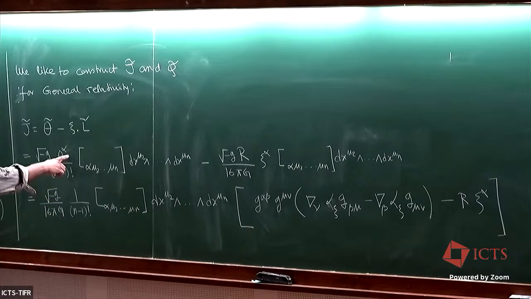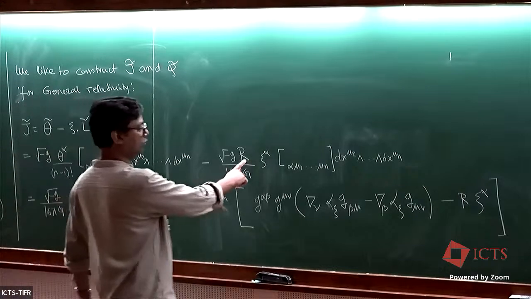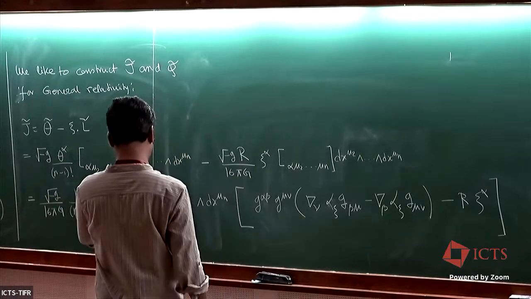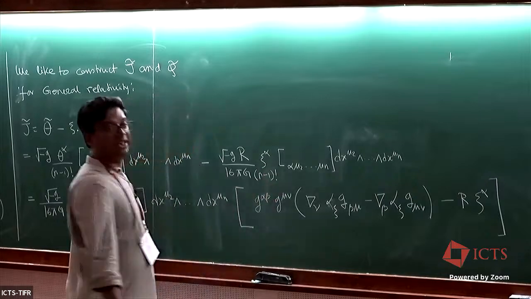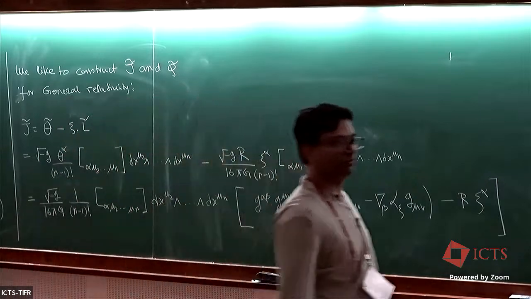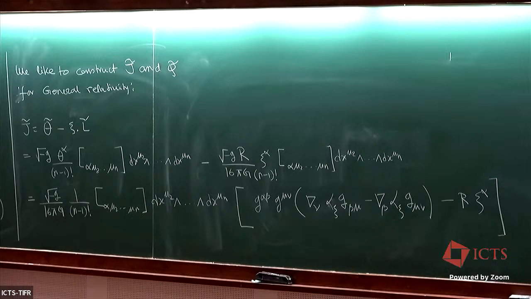No, but in theta alpha there is an n minus 1 factorial that should now be here, right? I think I missed it. Sorry. Yeah, it should be there, because that has to be there in the very definition. Good.